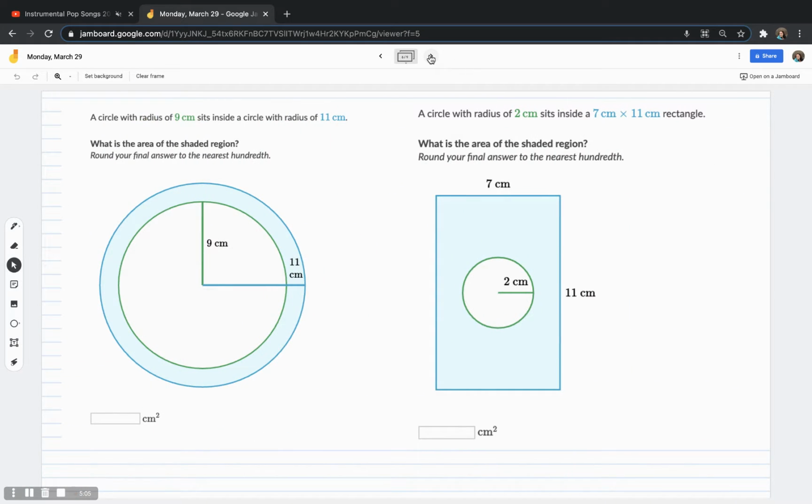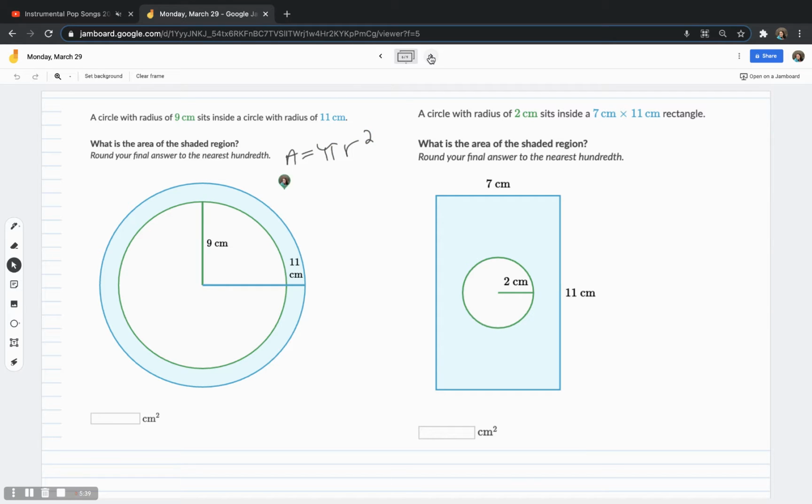And then on my last section, I had to find area of the shaded region. So remember, when you're finding area of the shaded region, you typically have two shapes that you are finding the area of, and then you're going to subtract the smaller shape from the bigger one. This one says that I have a circle with a radius of 9 inside a circle with a radius of 11. So that means that I have two circles here. One has a radius of 9 and one has a radius of 11. So to calculate the area, I'm going to do pi times radius squared.